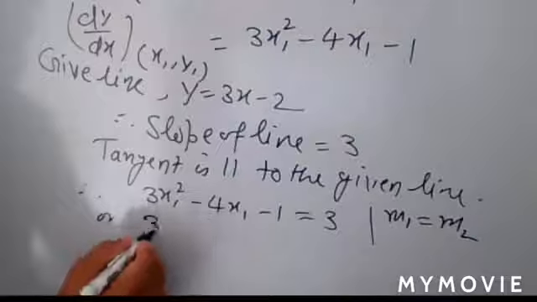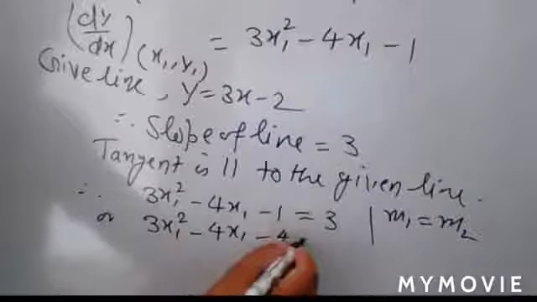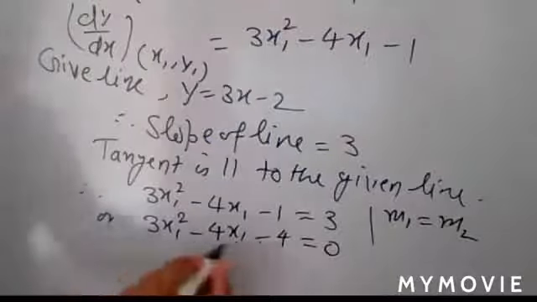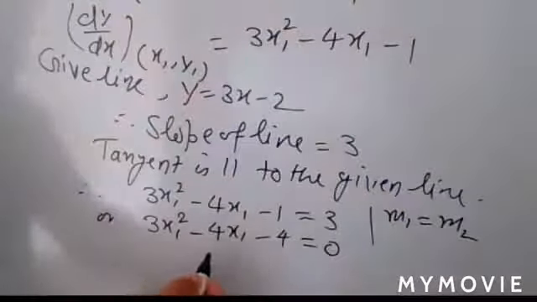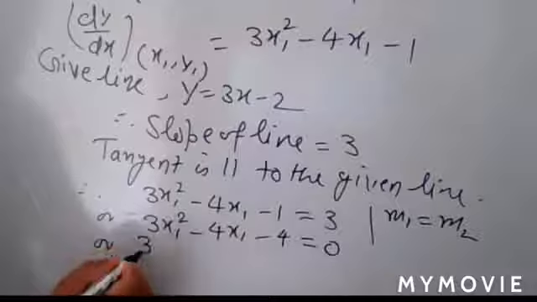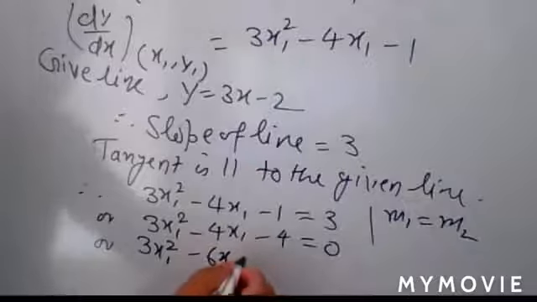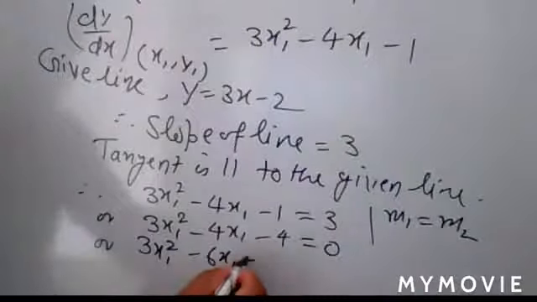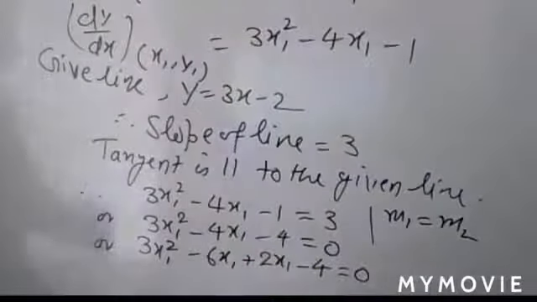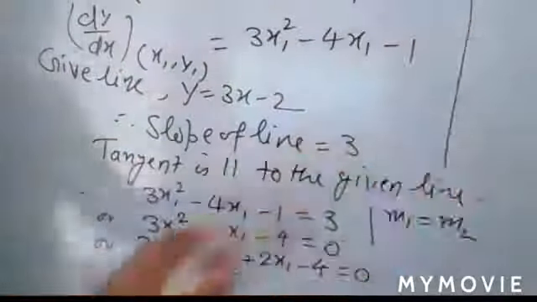And just simplifying, 3x1 square minus 4x1, and if you transfer it, you have minus 4 is equal to 0. Factorize it to get the value of x. 3 fours are 12, and we need factors of 12 such that you have minus 4. So 6 twos are 12. So you factorize it: 3x1 square minus 6x1 plus 2x1 minus 4 is equal to 0. You write it in this way.